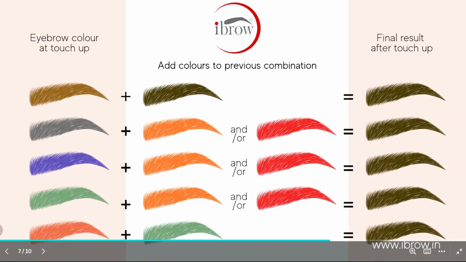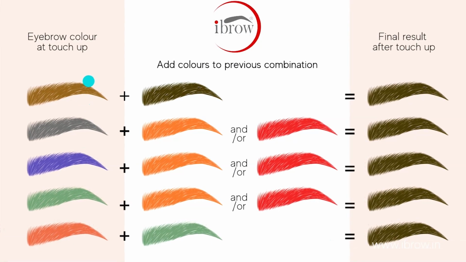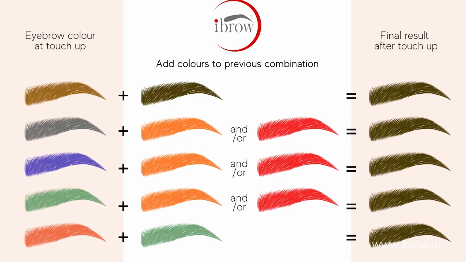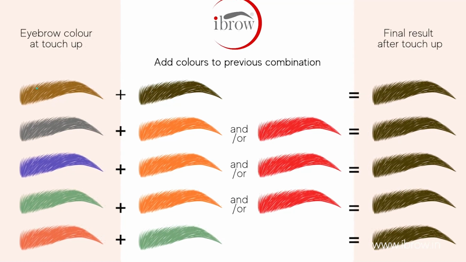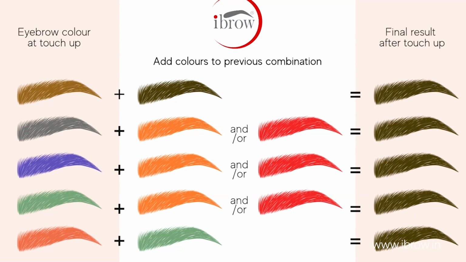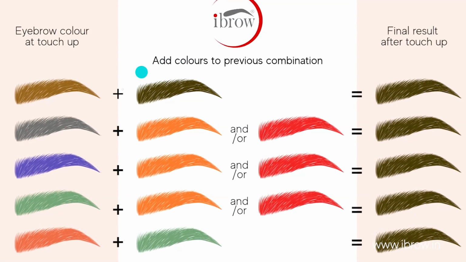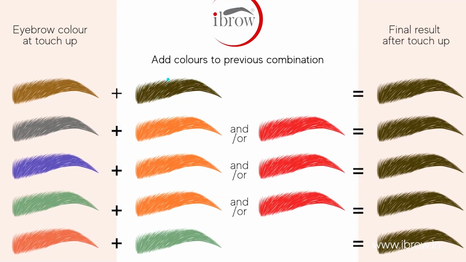So at the time of touch-up, in spite of your best color selection, there's always a chance that the brow might have turned a slightly different color. What are the possibilities? The brow might have ended up lighter than what you would expect. In that case, you can add the same colors and give more saturation, give more number of passes to make it darker, or you can use a darker color itself.